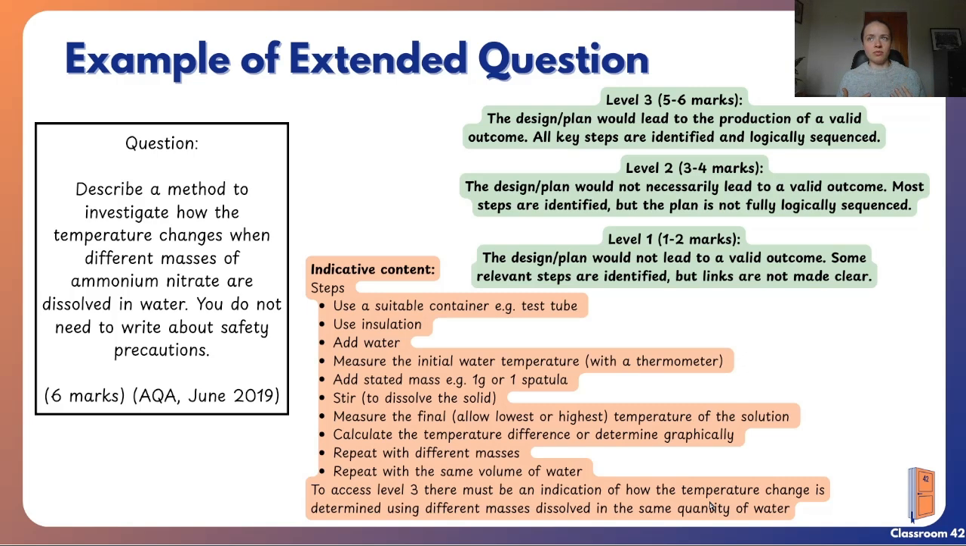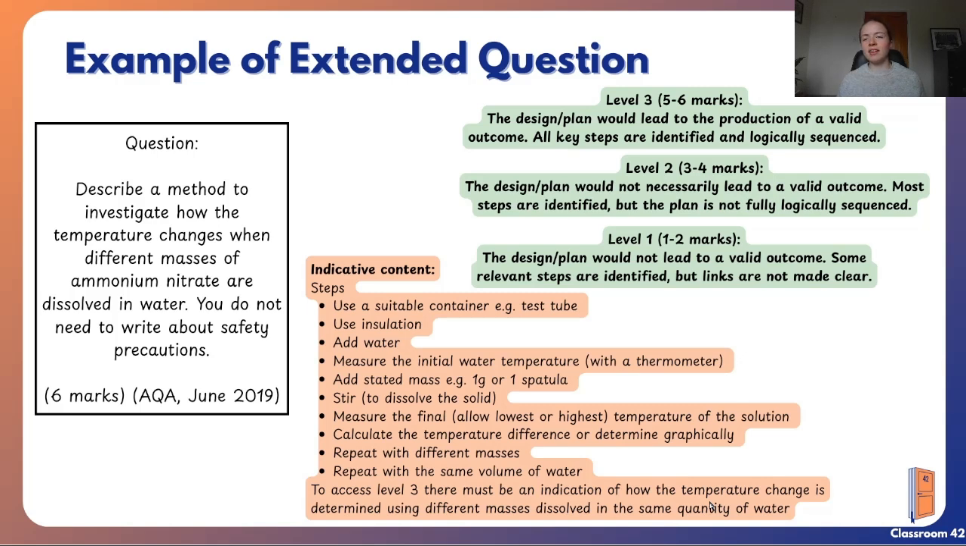And so level 2 might be that your design would not necessarily lead to a valid outcome. So one which might not be controlling the control variables, or might not be measuring something reliably. Most steps are identified, but the plan is not fully logically sequenced. And then finally, level 1, the design plan the examiner can see would not lead to a valid outcome. And it does identify some relevant steps, but the links between the steps and how they relate together is not very clear. So that would be giving you 1 to 2 marks.